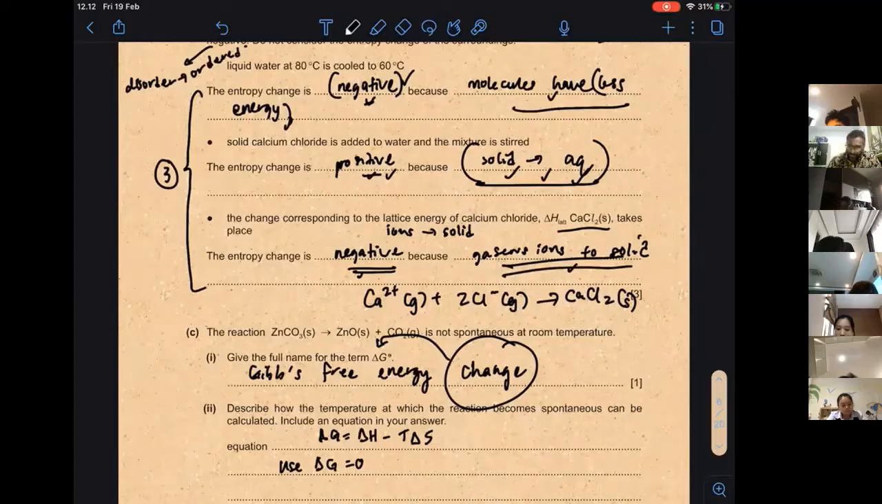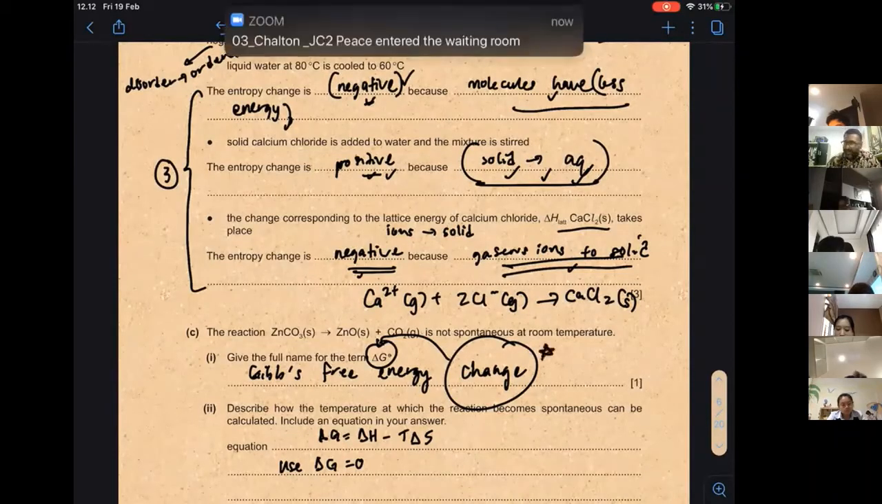Okay, the next one, this is also something that I learned. I think in the past they never asked what the full name of this is. This is the first time, so even I almost made the mistake. I wrote it as Gibbs free energy because I think that is how we always use it. But in the marking key, they are emphasizing this change.